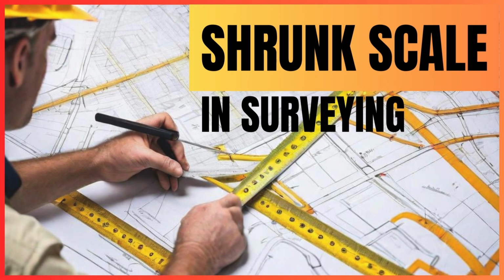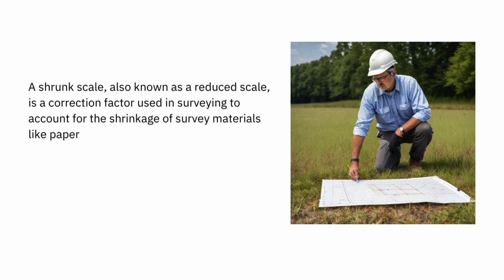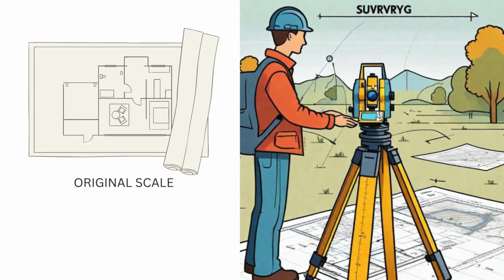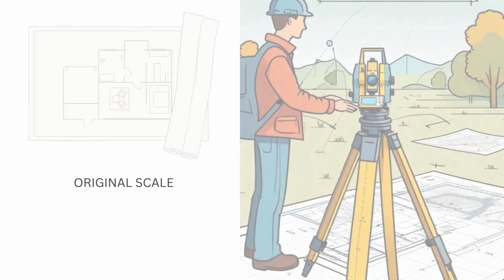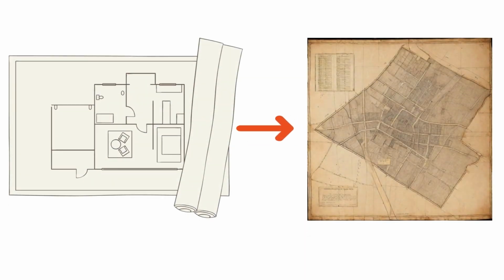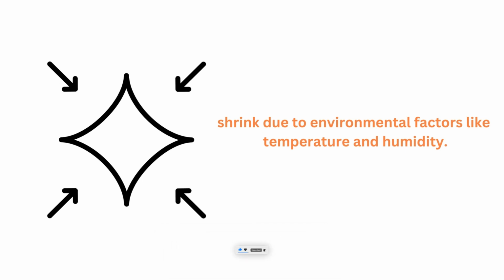Today, we will be discussing the concept of the shrunk scale used in civil engineering drawing and surveying. A shrunk scale, also known as a reduced scale, is a correction factor used in surveying to account for the shrinkage of survey materials, like paper or plastic, on which plans and maps are drawn. When a map or plan is created, it is drawn using an original scale, which accurately represents the real-world dimensions on a smaller scale. However, over time, the material on which the map or plan is drawn, such as paper or plastic, may shrink due to environmental factors like temperature and humidity.